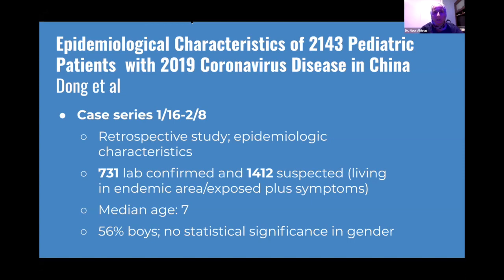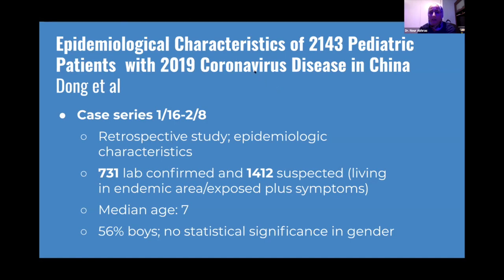But we'll start with the study from Dong et al. And they looked at epidemiologic characteristics of the 2,100 cases of pediatrics that they saw over the first couple of months in China. And so this was just a case series from January to the first week of February, and they did a retrospective study looking at what kind of patients they were seeing in pediatrics. And so only 700 of them were lab confirmed, and then the rest of them, the 1,400, were suspected cases. So meaning they had respiratory symptoms, but they were living either in an endemic area, or they knew that they had an exposure, a positive exposure, probably from an adult living in their house.